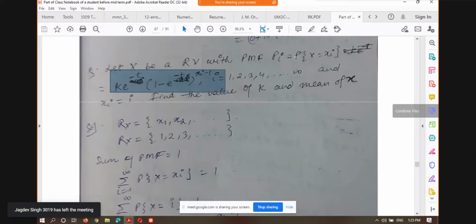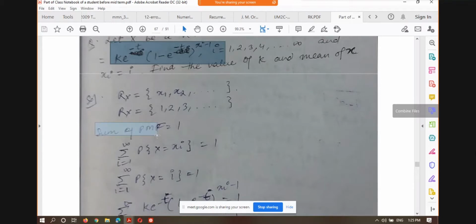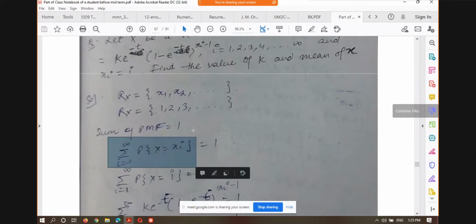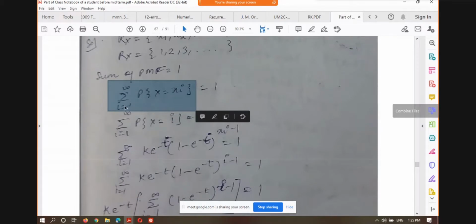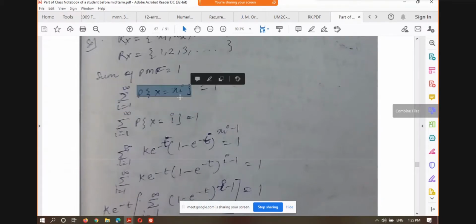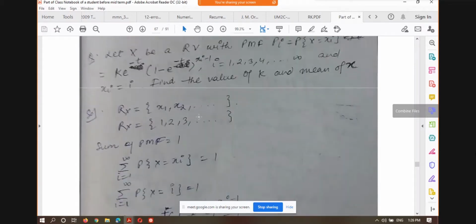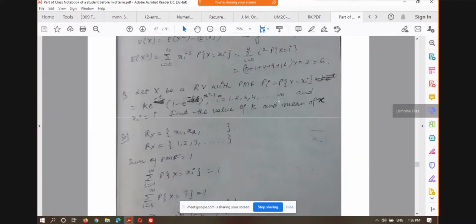So, we know that since it's a probability mass function for the random variable x, its total probability will be 1. So we'll use the sum of the probability mass function over all values of the range set of x. So we are adding this one, and then you write the value because xi is i. So here the probability that x equals xi is this one, k, so we substitute this value here.